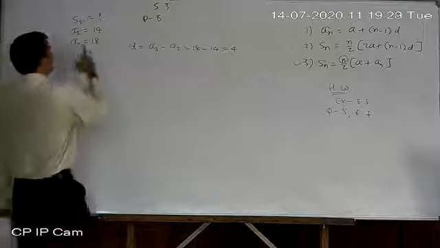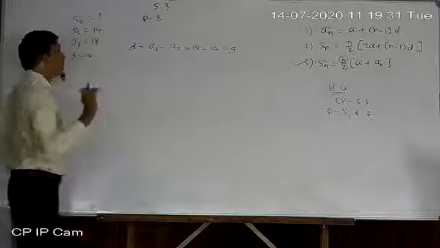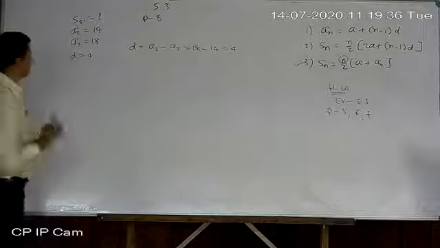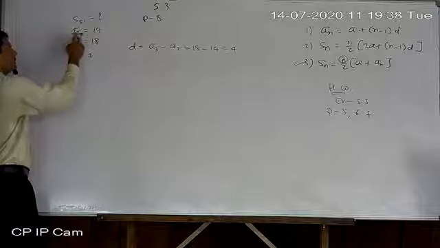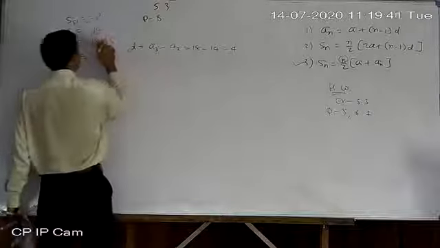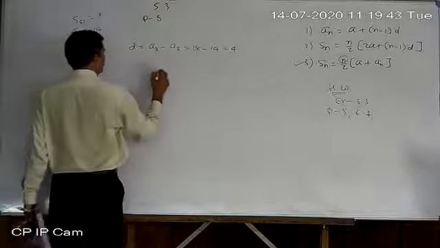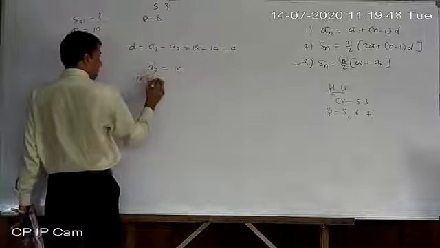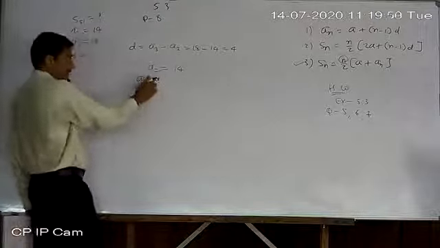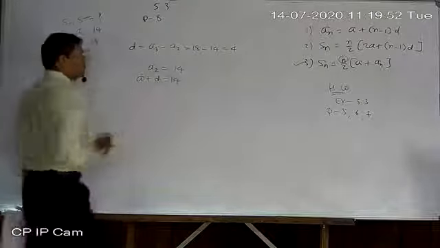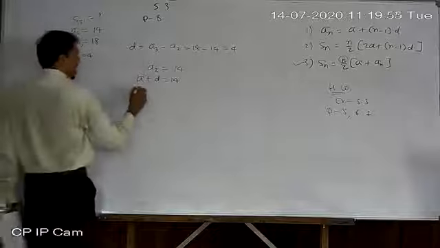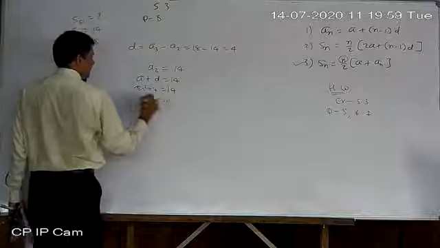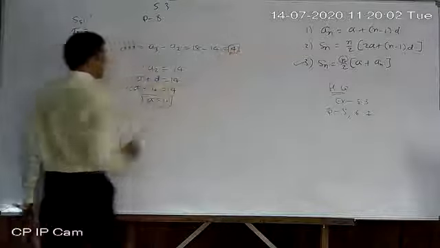Now, for finding the sum, we must have A and D both. Now we are having 2 terms, A2 and A3, so use either one. Suppose A2 equal to 14. The formula is A plus n minus 1 D, where n minus 1 means 2 minus 1, that is 1D. So A plus D equal to 14. Now use D here. So A plus 4 equal to 14. So obviously A equal to 10. Okay. So here A is 10, D is 4.